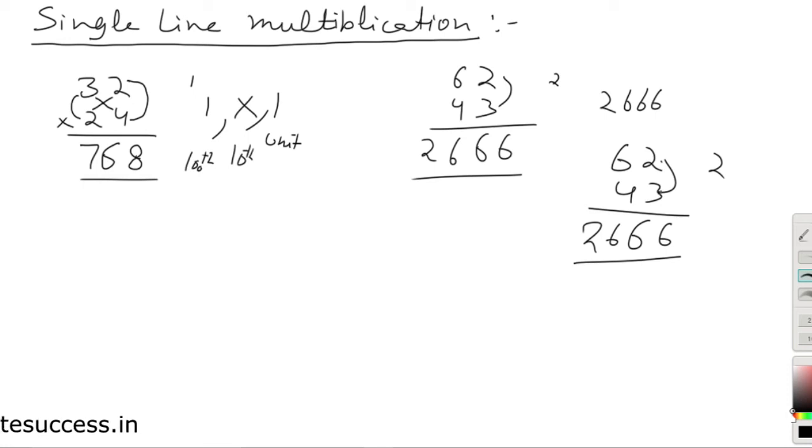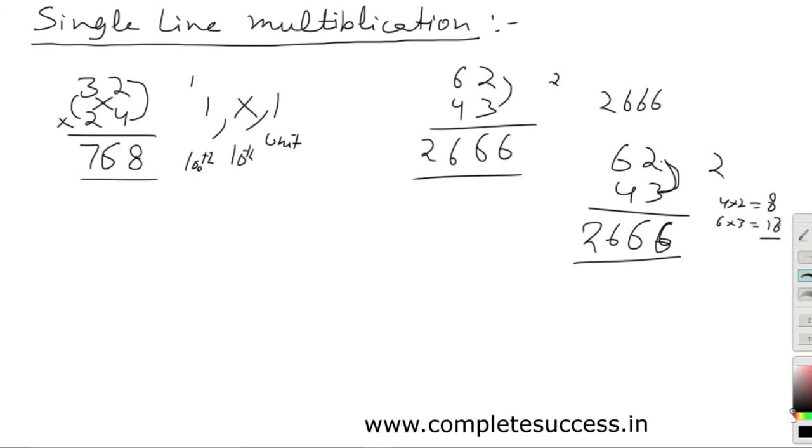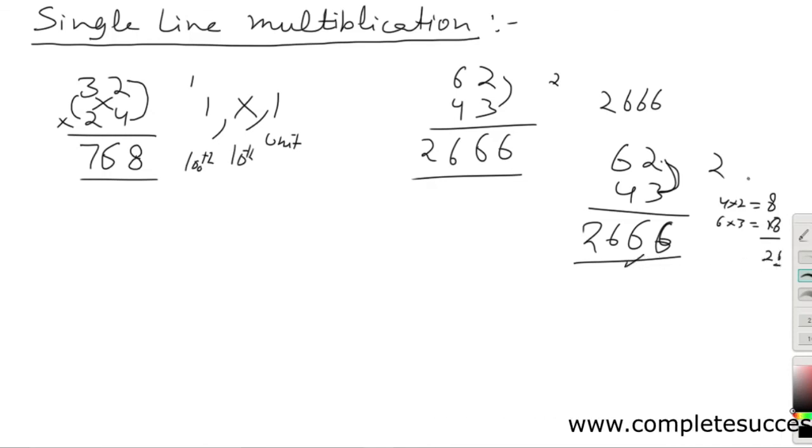So 3 into 2 is 6, that is your unit digit. Then we multiply 4 with 2 becomes 8. Then we multiply 6 with 3 becomes 18. So we add 18 plus 8, that is 26. Out of 26 we'll write 6 and 2 will get carry forward. Then we finally do 6 into 4, 24. What is the carry forward? 2, that becomes 26.